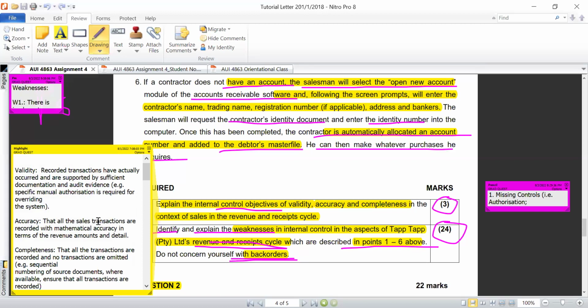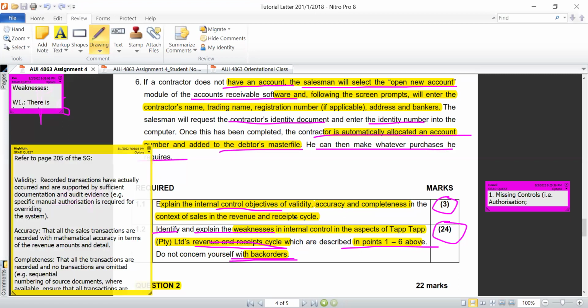Accuracy, that is to ensure that all the sales transactions are recorded with mathematical accuracy in terms of the revenue amount, as well as the details that have been captured. So if a transaction is to be accurate, it is accurate not only in terms of mathematical accuracy, that is if there are figures involved, but also in terms of the correctness of the details that have been recorded. That's what makes something accurate.